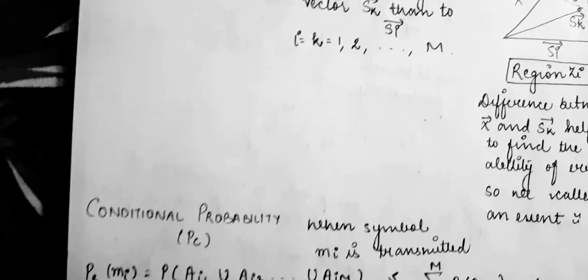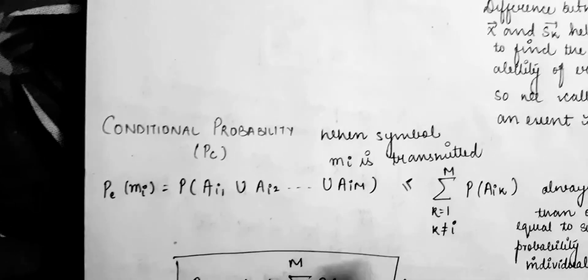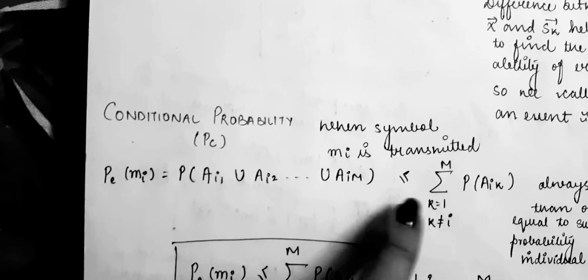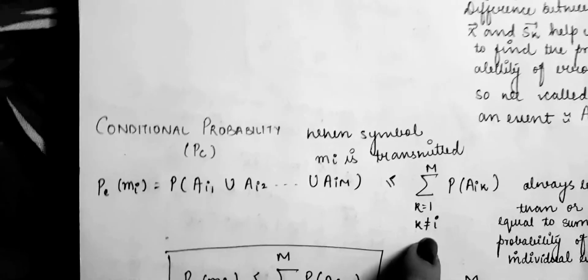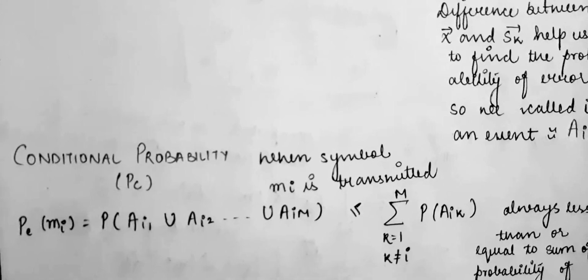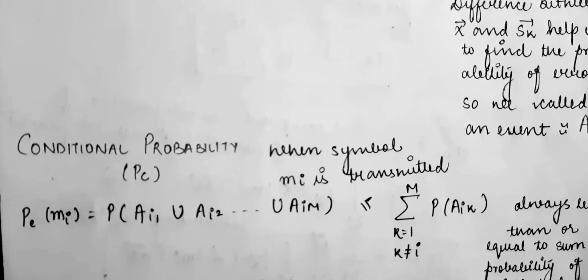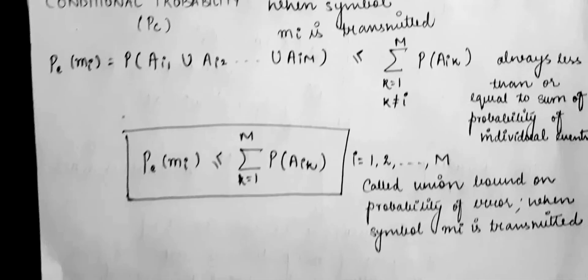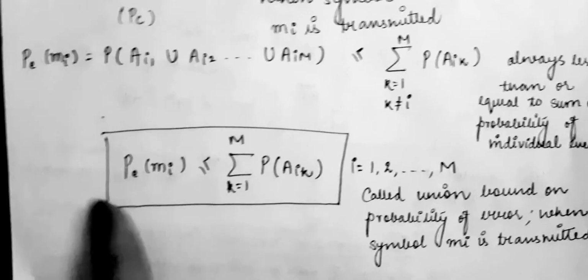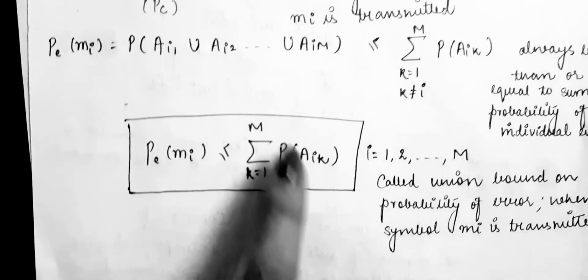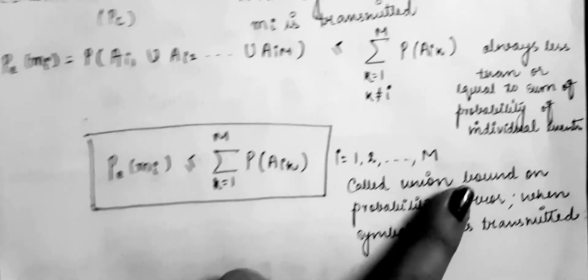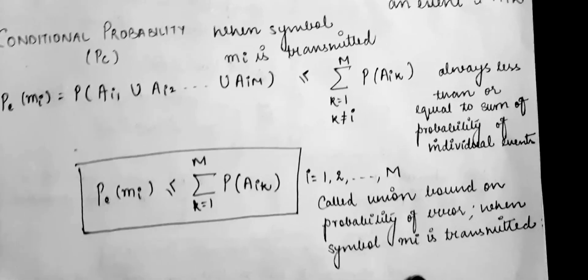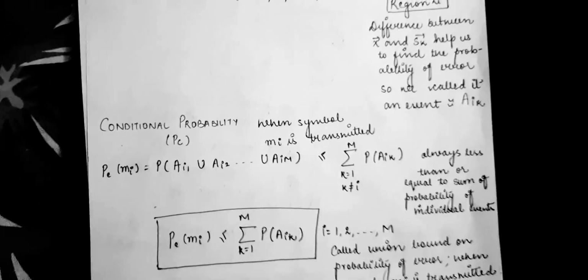Now the conditional probability of error, where the symbol mi is transmitted, Pe(mi) = P(Ai1 union Ai2 and so on), is less than or equal to the summation over k = 1 to m, k not equal to i, of P(Aik). This is always less than or equal to the sum of probabilities of the individual events. In other words, the probability of error with additive white Gaussian noise can be computed in terms of conditional symbol error, when symbol mi is transmitted. So Pe(mi) is less than or equal to the summation over k = 1 to m of the probability of Aik. This is called the union bound on probability of error when the symbol mi is transmitted. So this was all about the union bound on probability of error.